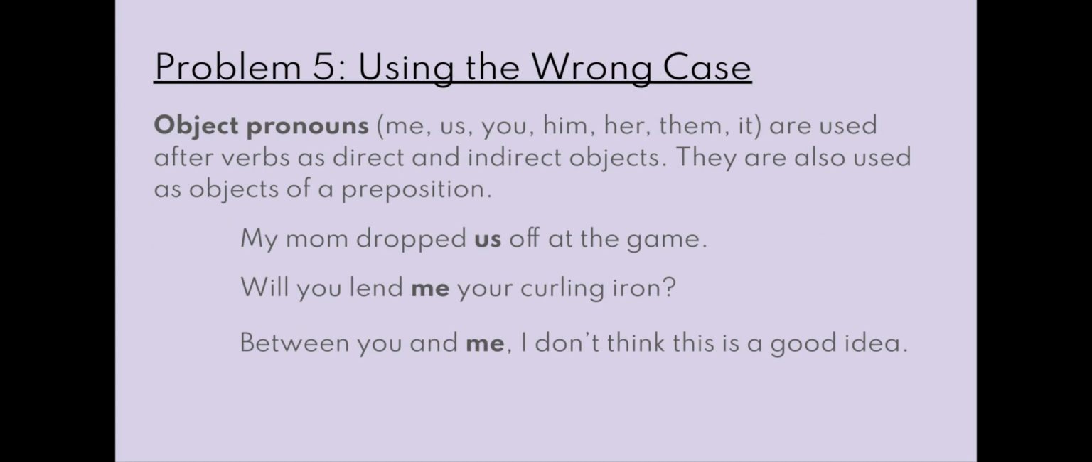Object pronouns, on the other hand, are used after verbs as direct and indirect objects. For right now, it's best to just think about them being used after verbs. They are also used as objects of a preposition.